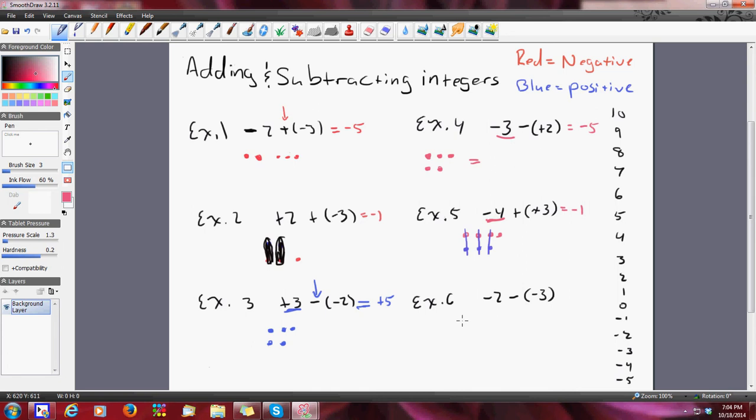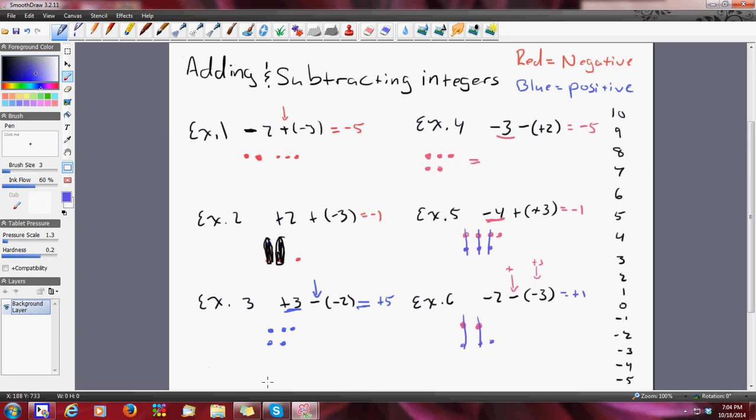And finally, my last one, I have 2 negatives, and I have to take away 3 negatives. Well, I can't take away 3 negatives because I don't have 3 negatives to take away. So once again, what's the opposite of taking away? It's adding. And what's the opposite of -3? It's +3. So instead of taking away 3 negatives, I'm going to add 3 positives. And when that happens, take a look what happens. I'm left with a +1.